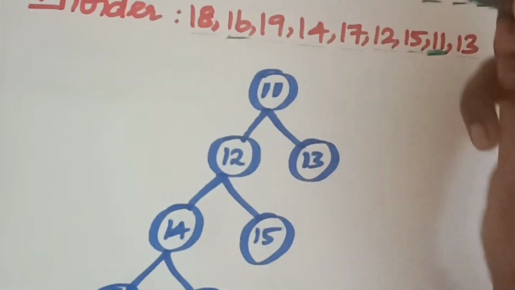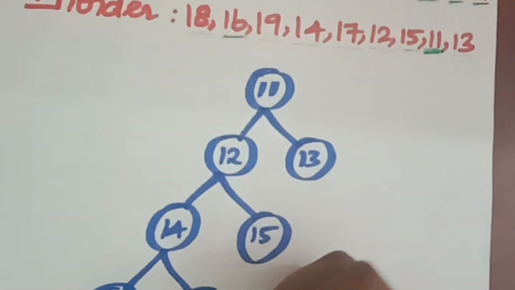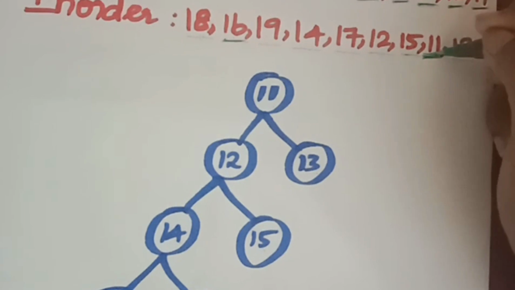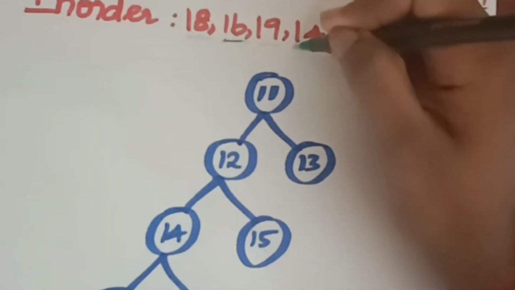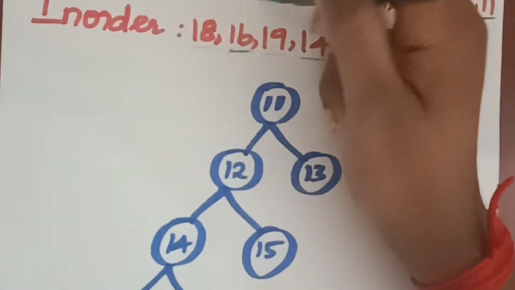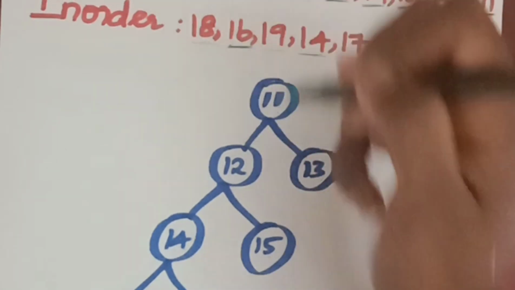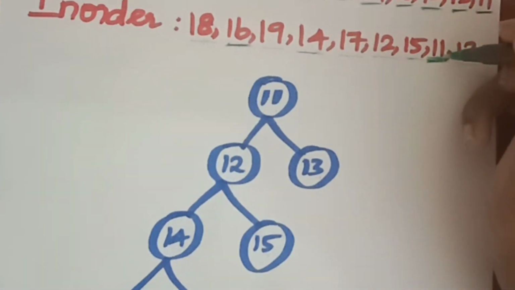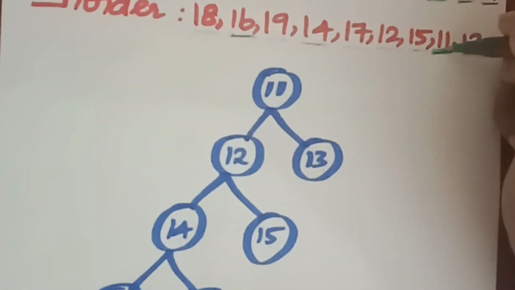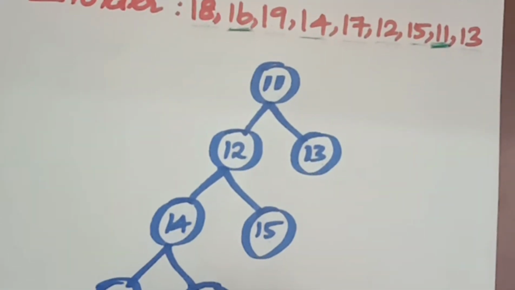Then 17, which was left of 11 and right of 14, so we write here. Then 16, which was left of 11 and left of 14, so we write here. Then 19, which was left of 11 and right of 16, so we write here. Then 18, which was left of 11 and left of 16, so we write here.